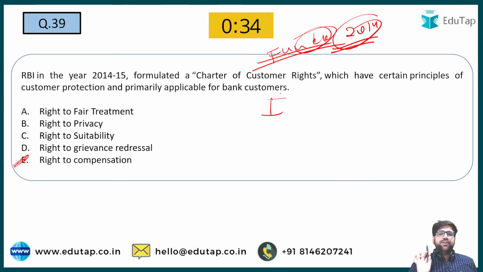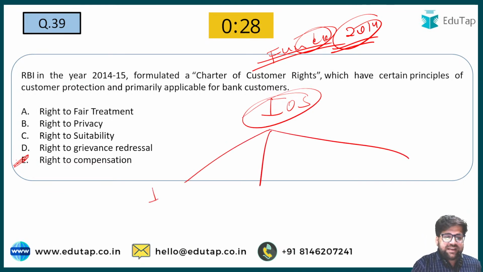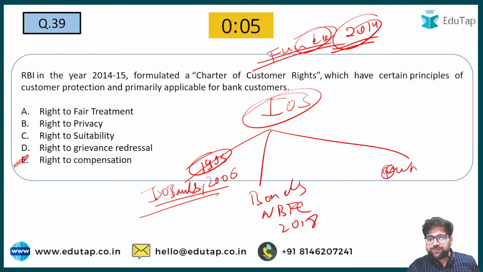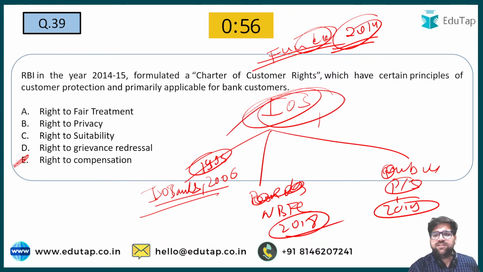The integrated ombudsman scheme is very much in the news, that there are three ombudsman schemes which have been integrated. The first is the ombudsman scheme for banks, which was introduced in the year 1995, but it was first amended in the year 2006. Then you have the ombudsman scheme for NBFCs, which was introduced in the year 2018, and then you have the ombudsman scheme for payment and settlement, introduced in 2019. All these three schemes are now merged into the integrated ombudsman scheme, which has a very important center at Chandigarh. You also have to remember that this scheme was launched in this particular year itself.